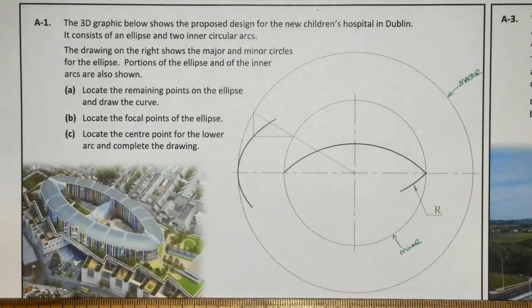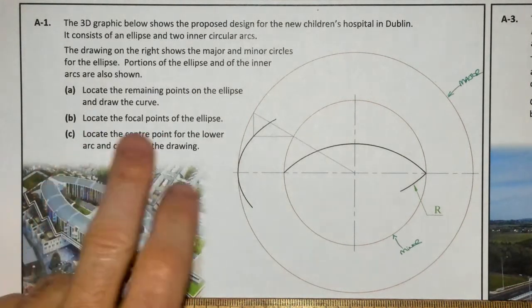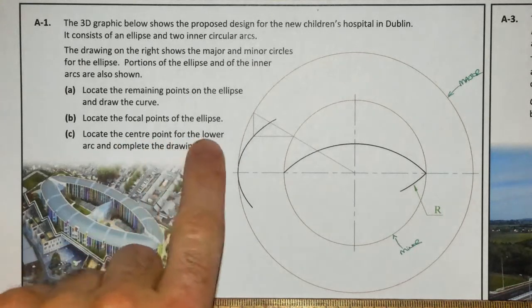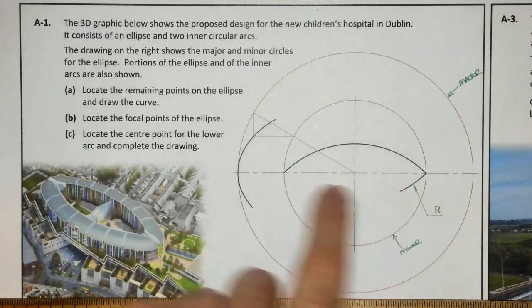So it says part A, locate the remaining points in the ellipse and draw the curve. Part B, locate the focal points of the ellipse. And then part C, locate the center point for the lower arc. So that's what we'd have to complete.